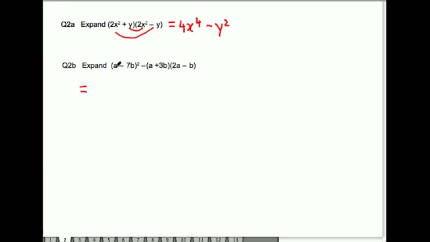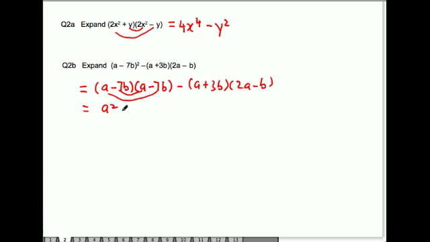In question 2b, a minus 7b to the square is simply a minus 7b times a minus 7b. This gives us a times a is a squared, minus 7ab is minus 14ab. Minus times minus plus, 7 times 7, 49. b times b, b squared.